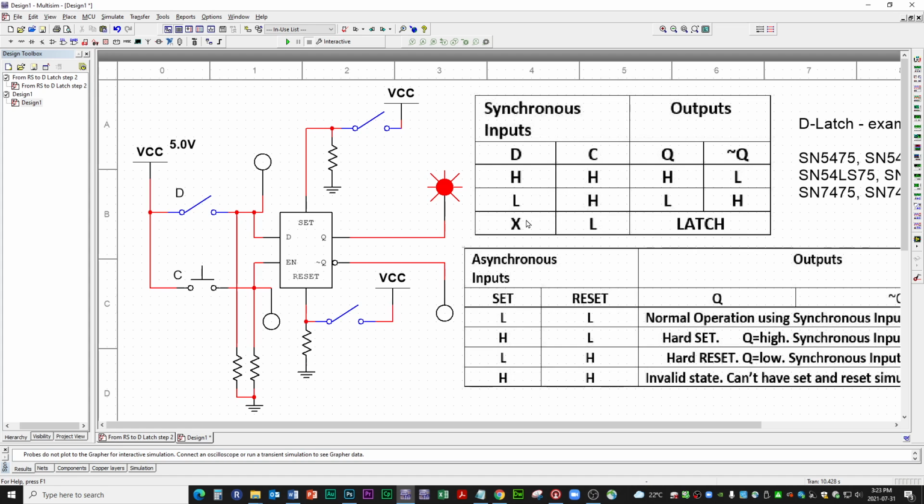All right, and when the clock is low, it doesn't matter what's happening on the input, the only input we have now, the data. Then the D-latch is going to keep its previous state. It's going to remain latched. So when the clock is low, we have the "everybody freeze" situation: don't move.